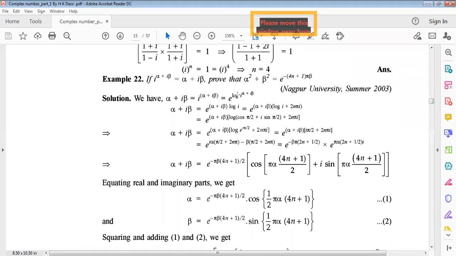e log will be cancelled, or log e equals 1. You must know e log is also 1. So i to the power alpha plus i beta can be written as e to the power log i to the power alpha plus i beta.